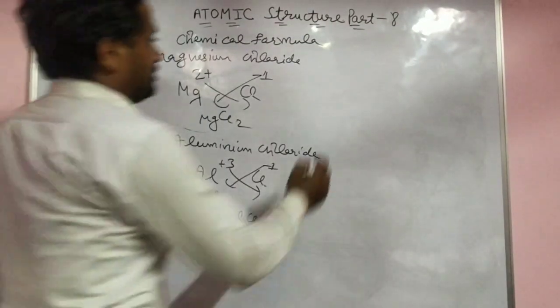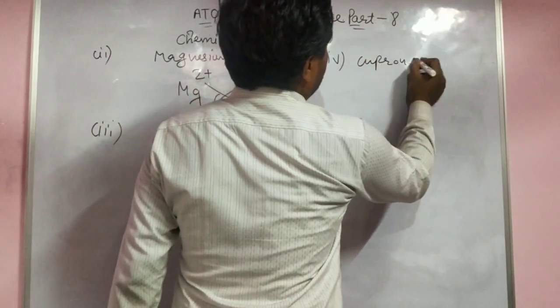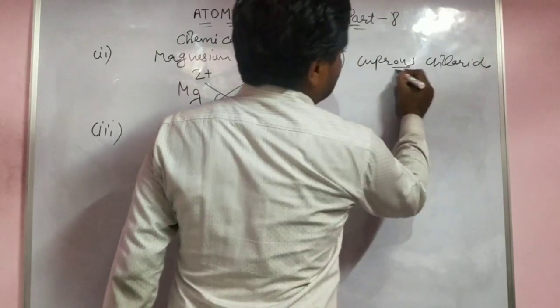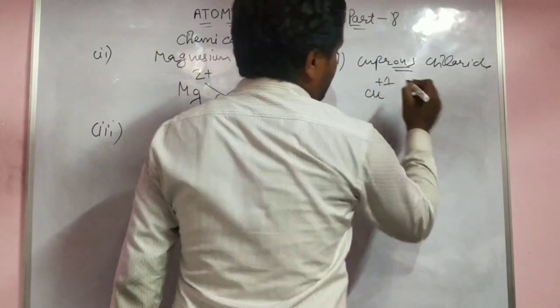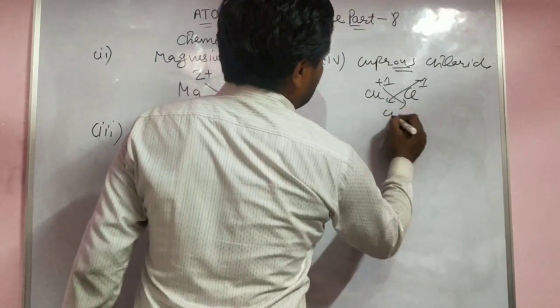Yes, this was the third. Now come to the fourth: cuprous chloride. Keep in mind, see here, cuprous. You know copper 1 positive. Cupric is 2 positive. Here chlorine is 1 negative. So their formula is CuCl.